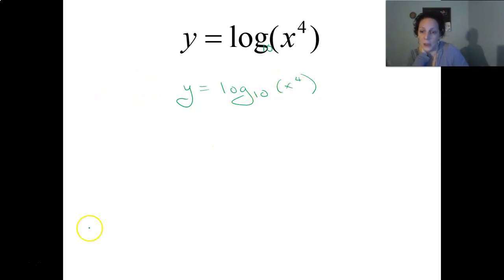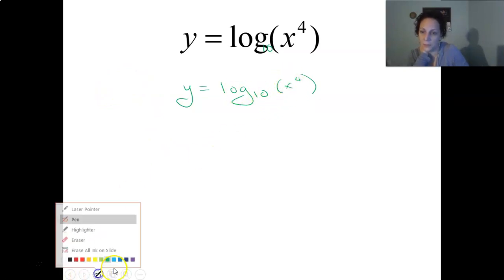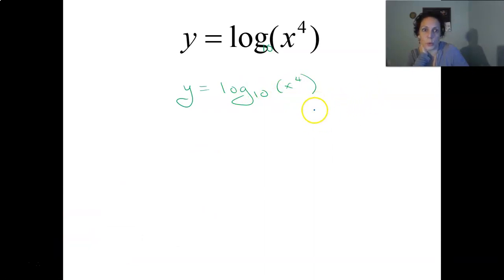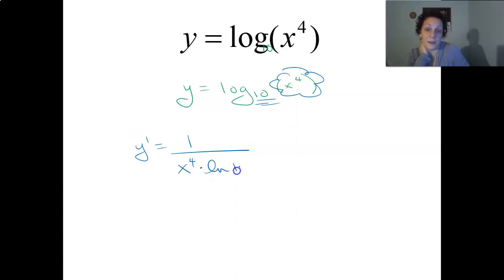Okay, so here's my cloud. And there's my a value. So I'm going to do 1 over my cloud, x to the 4th. I'm going to do the ln of my base right now while I'm still down there in that denominator. And then I need to tack on my derivative. So over here I'll do my 4x cubed.